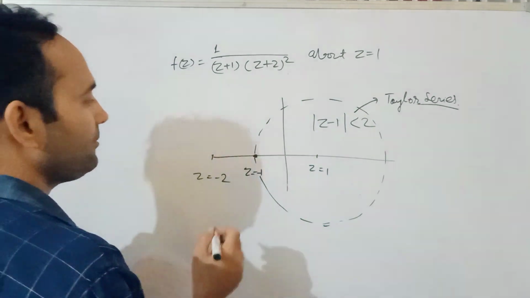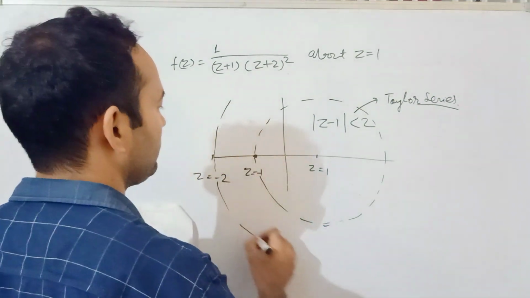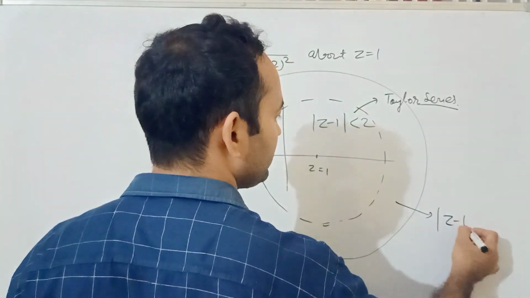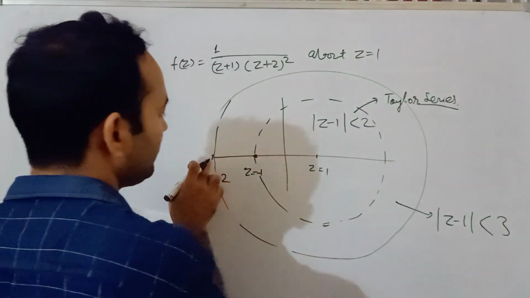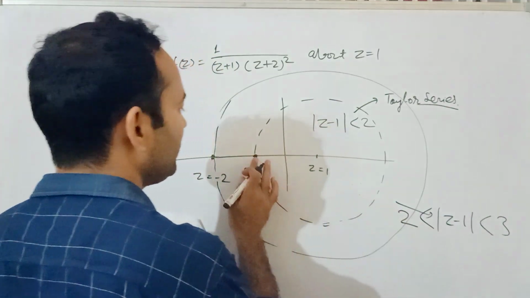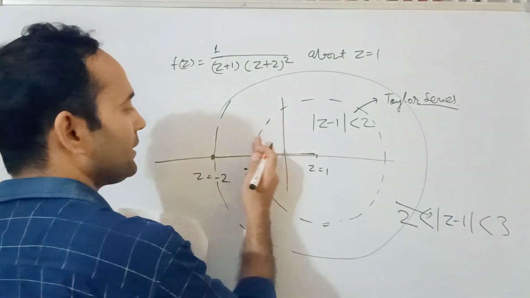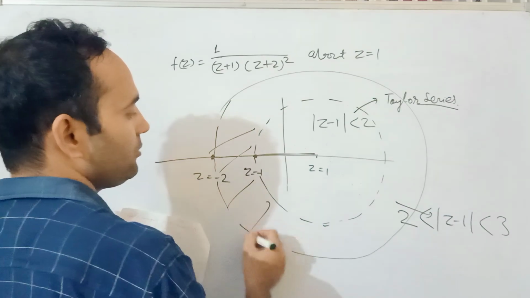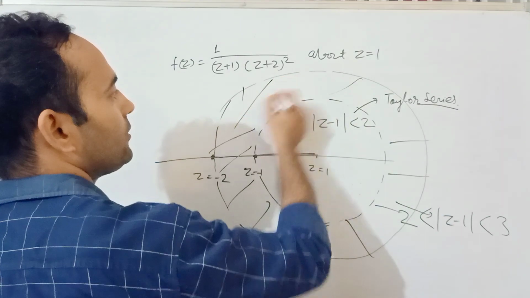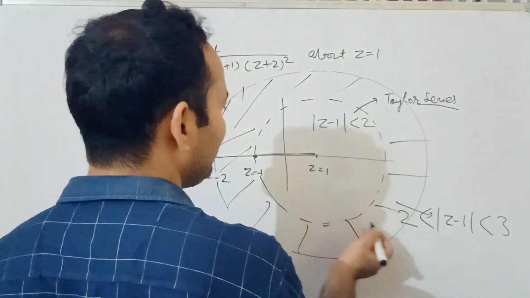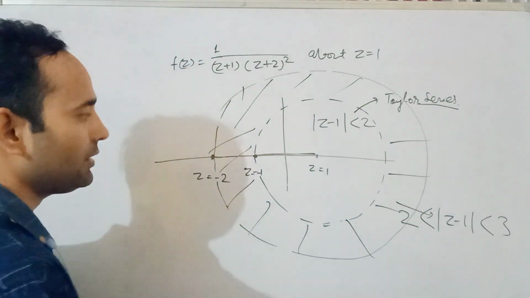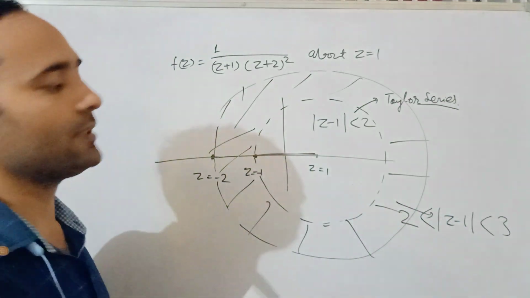Now, if I use this region, what is this region? Mod of z minus 1 less than 3, not including this point, but greater than 2. That means this distance is 2, greater than 2 but less than 3. So I am covering this annular region, but excluding the periphery. Then, till just before this outer circle, it would be a Laurent series expansion, whereas for mod of z minus 1 less than 3 it would be a Taylor series expansion.